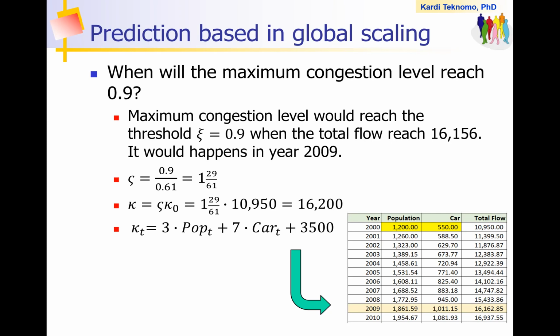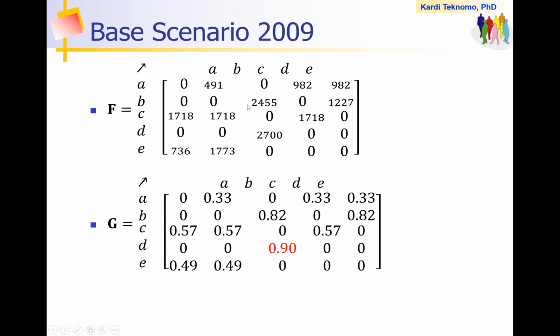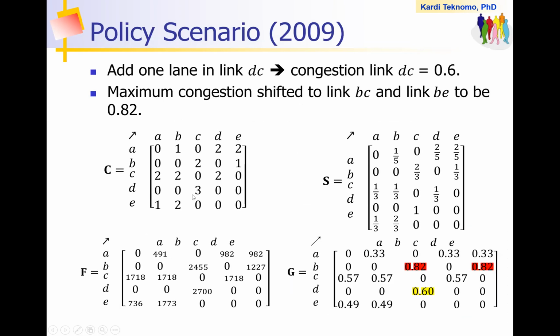If the policy is still this, 0.9, I will add one more link. Okay, and then based on that scenario, 2009, now this is the flow and this is the maximum congestion, which is 0.9, right? Remember, the policy is when you have 0.9, you add one more lane in that link. Okay, so in this case, DC, you add one more lane. So DC now becomes 3 lanes.